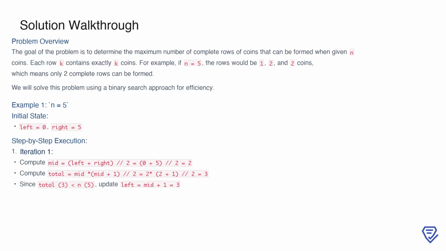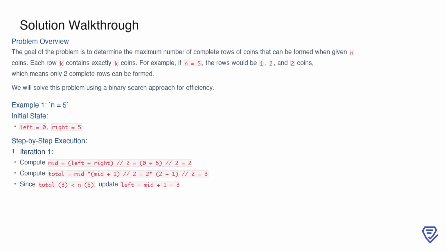In this problem, the task is to calculate the maximum number of complete rows of coins that can be formed using a given number of coins, n. Each row requires exactly k coins, where k is the row number. For example, if you have 5 coins, the rows would be filled as 1 coin in the first row, 2 coins in the second row, and only 2 coins left for the third row. This means you can form only 2 complete rows. To solve this efficiently, we use a binary search approach.